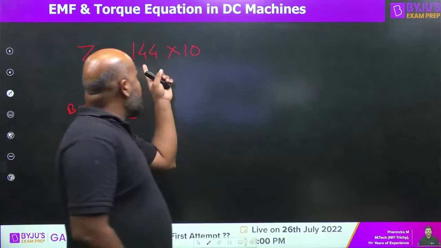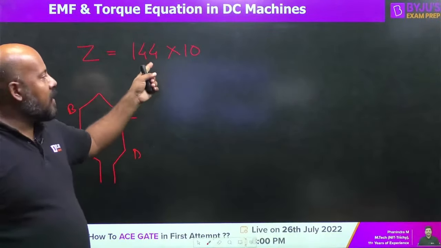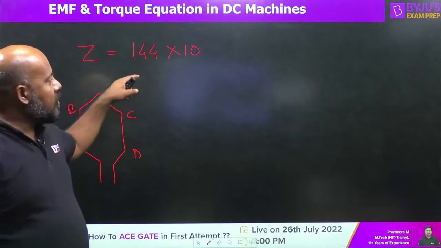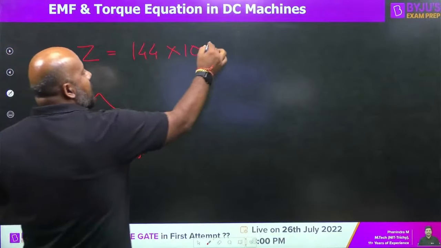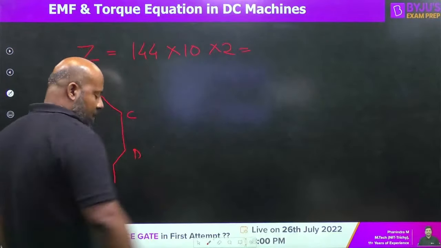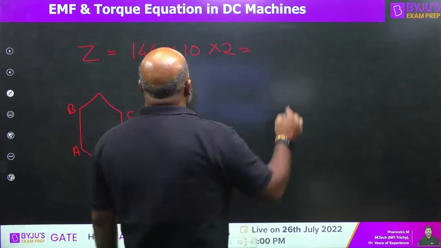So, there are 144 coils. Every coil is having 10 turns. So, this is the total number of turns. Total number of turns multiplied by 2, you will get the total number of conductors. It is going to be how much?